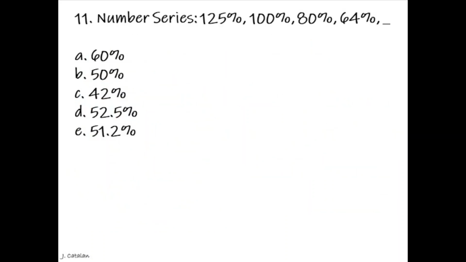Number series: 125%, 100%, 80%, 64%, blank. We notice this number series is decreasing. What comes to our mind first is that the next missing number is less than 64. Actually, this is trial and error. Let us now find a divisor that can divide both, with a whole number result as much as possible. We will use 5 as our common divisor.